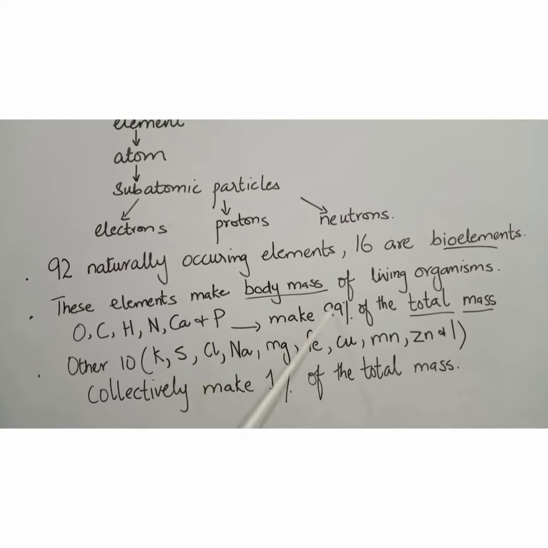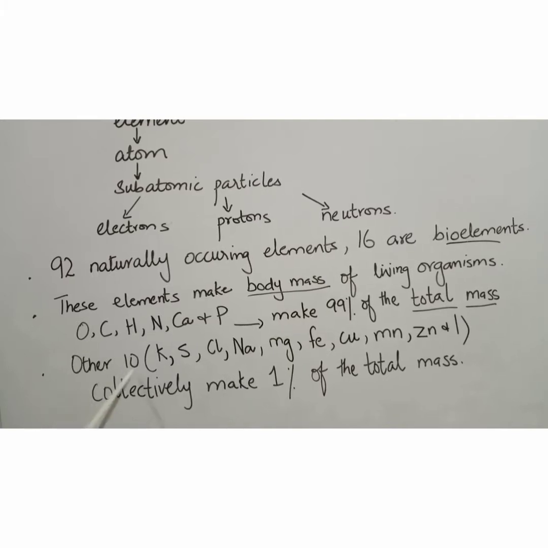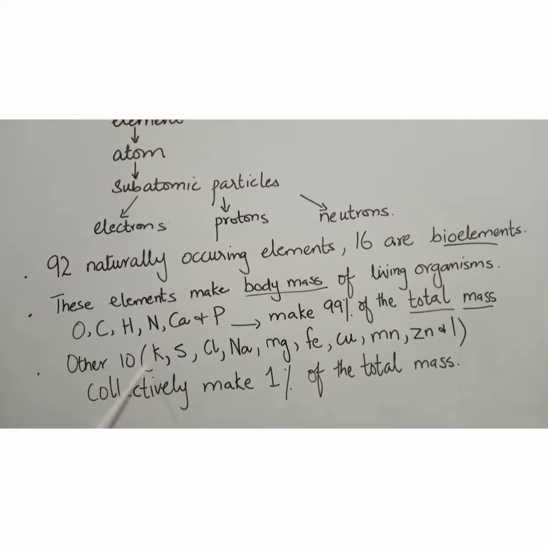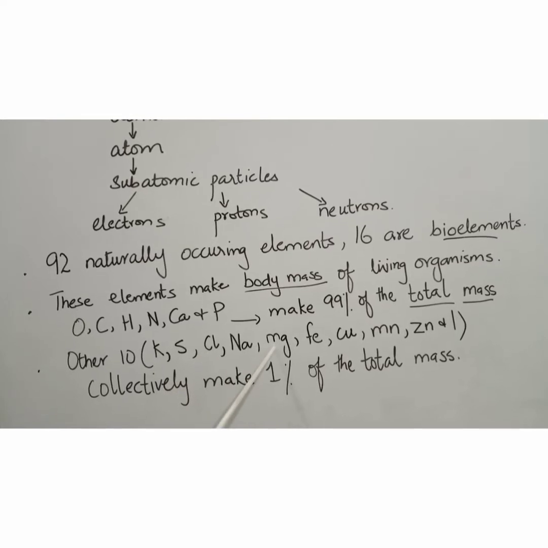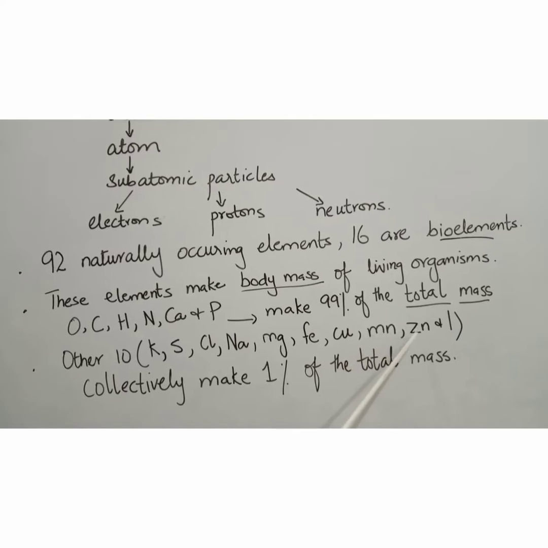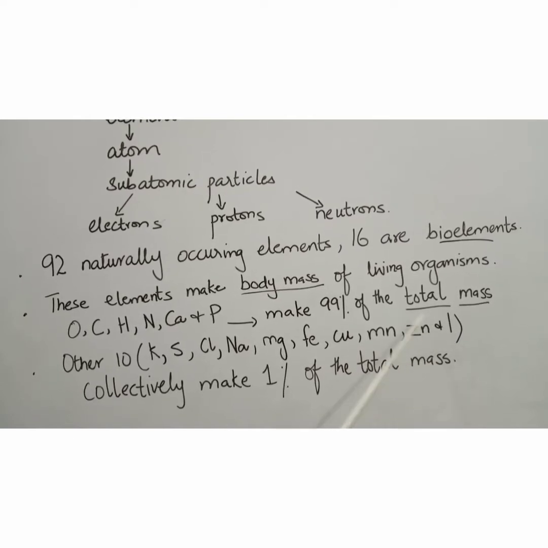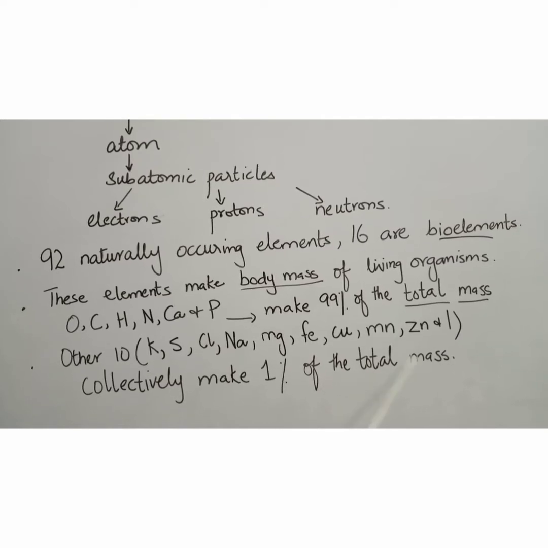They make 99% of the total mass, whereas the other 10 elements such as potassium, sulfur, chlorine, sodium, magnesium, iron, copper, manganese, zinc and iodine collectively make 1% of the total mass.